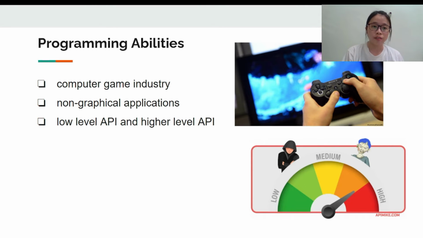So for the programming abilities of CUDA, CUDA can be used in the computer game industry. GPUs are used for graphic rendering and also for game physics calculations. Besides, CUDA is used for non-graphical applications. Moreover, CUDA also provides both low-level API and higher-level API applications.